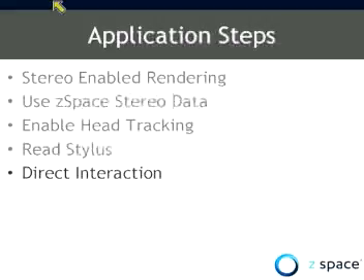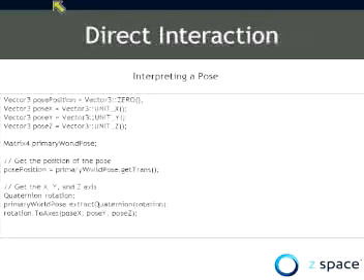Okay, a couple more quick ones, and then we'll get into some questions. A little bit of sample code that talks about direct interaction. In other words, how do I do things with the stylus rather than just have this matrix 4 lying around?